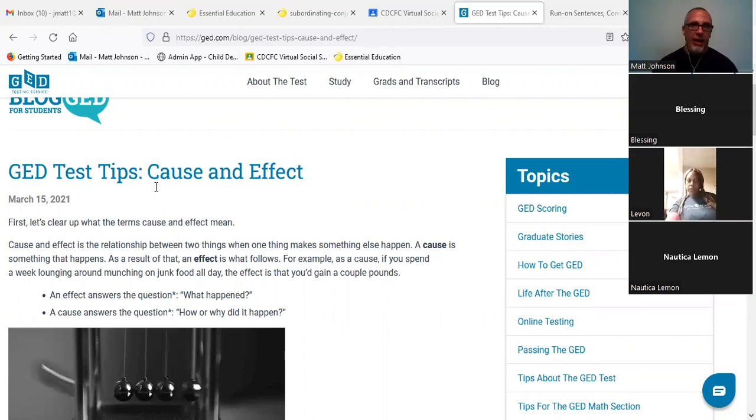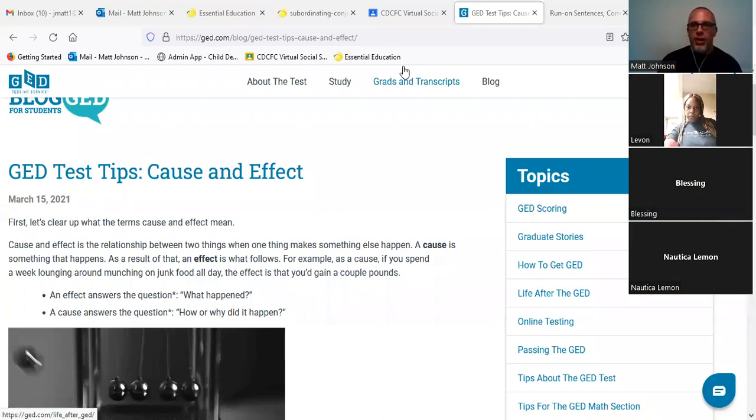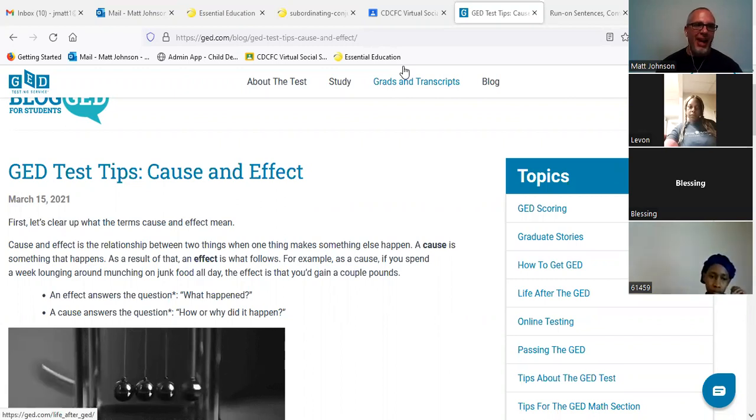It could be anything. For example, my refrigerator stopped working, right? Anything. And as a result of whatever that cause is, you have an effect, right? That's what's going to follow. So my refrigerator stopped working, all the food in my refrigerator spoiled, right? That's going to be the effect. So like it has here, if you spend a week lounging around munching on junk food all day, the effect is that you could gain a couple pounds, right?